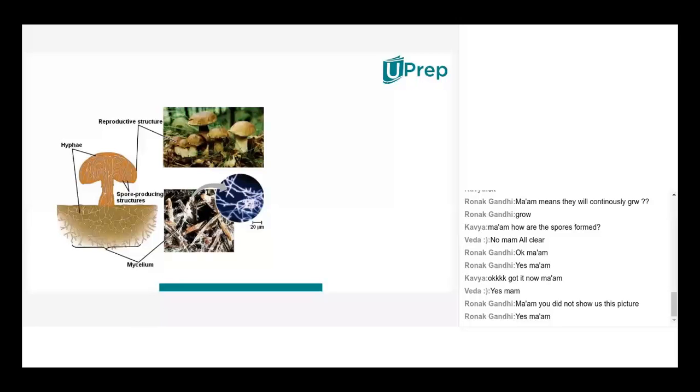Ma'am, is there any disease caused by algae? Not exactly, not like infection. Algae cannot cause infection. Disease caused by infection is not possible through algae. But yes, taking algae as food sometimes may give allergic reactions and food poisoning.